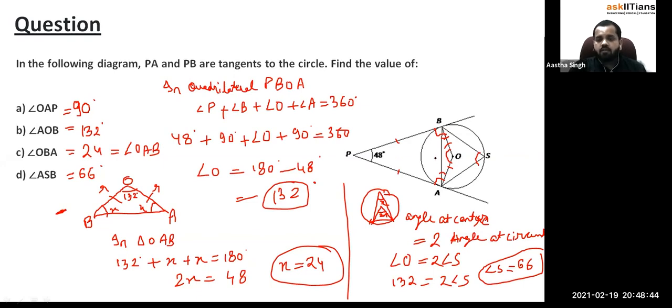Now the main chunk: the question asked about your angle S. You should know the property that the angle at the center is twice the angle at the circumference. So I think the point is clear. Your angle S will be equal to 66 degrees.